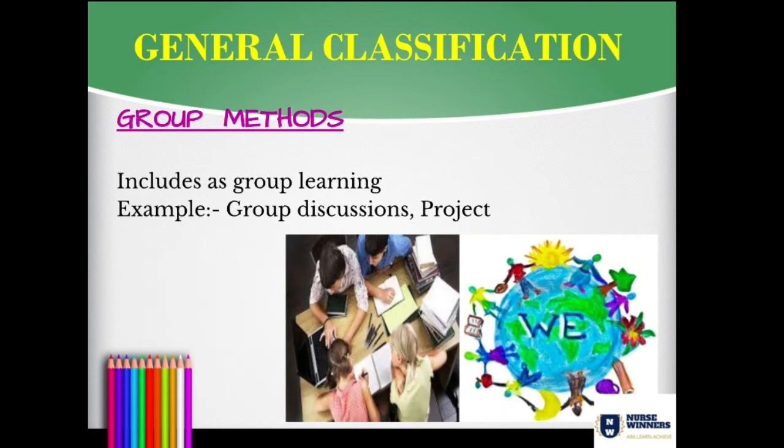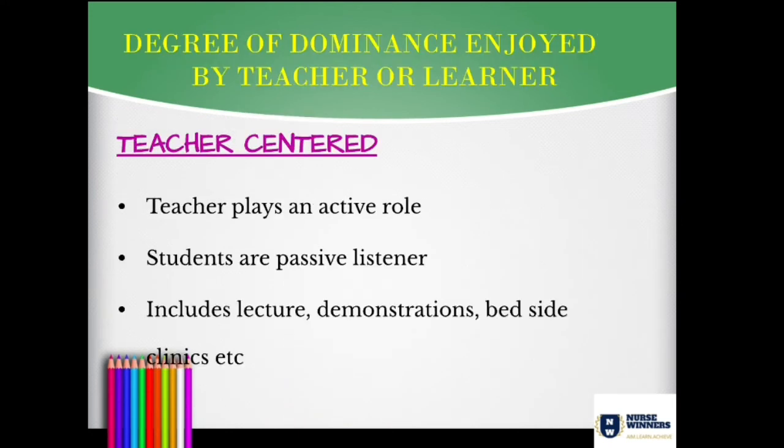And the last classification under general classification is group method. It means it is a group learning, where a group of students are given a particular topic. They will discuss that topic. Teacher may guide them in group method and they present it in front of the audience so that they learn at the same time. The best example is a project work or also group discussion. So these are the various methods that come under general classification. We have seen 7 methods under general classification.